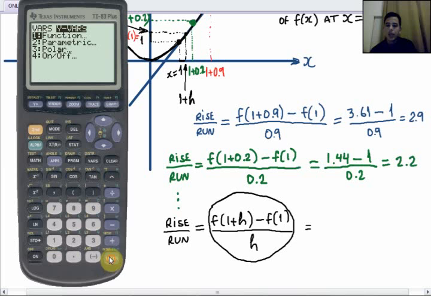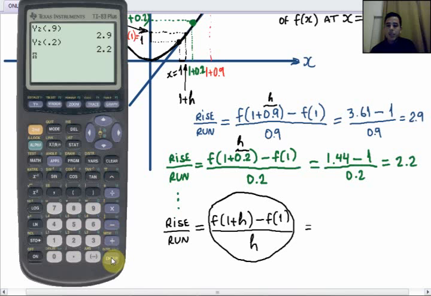Now, instead of choosing the first function, I use the second function, and I can compute different values of rise over run. So in this case here, the h was 0.9. In this second case here, h was 0.2, right? For example, if I put 0.9, that's 2.9. See, that's the value we found here. And then if I put 0.2, that's 2.2. See, that's this value here.